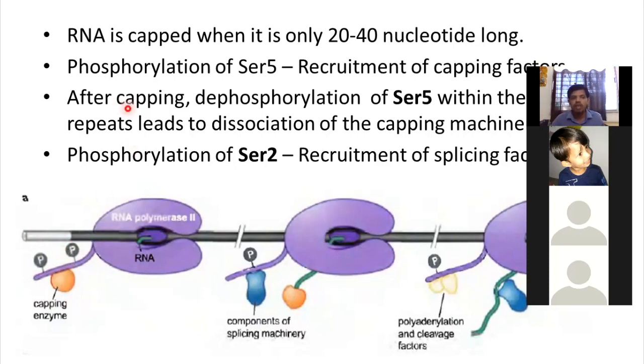So after capping, dephosphorylation of the serine at the fifth position within the repeats leads to the dissociation of the capping machinery. So this capping enzyme will be dissociated from this area when there is dephosphorylation. Then the next step will be the phosphorylation of the serine at the second position. This phosphorylation of the second serine will recruit the splicing factor.